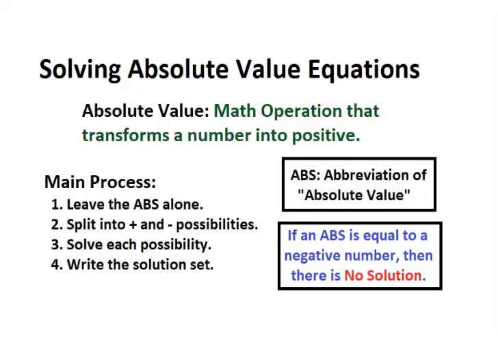Okay, we're solving absolute value equations, and absolute value is a math operation that transforms a number into a positive number. It doesn't matter if it was positive, it stays positive. If it was negative, then it changes into positive. That means the original number inside an absolute value could be either positive or negative. We don't know.